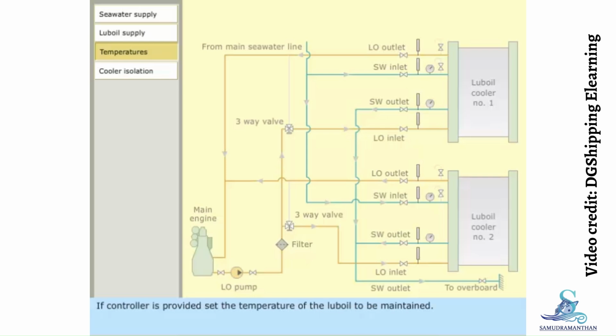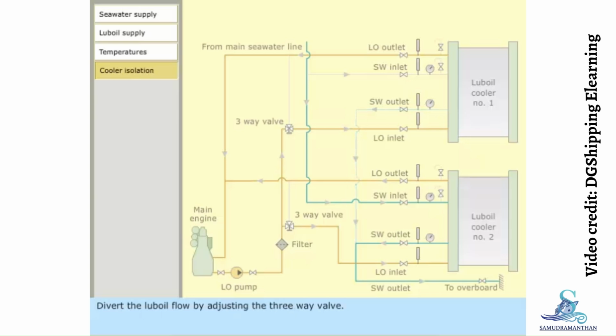If controller is provided, set the temperature of the lube oil to be maintained. The temperature can be maintained manually by adjusting the three-way valve of the cooler. Shut the seawater inlet valve of the number 1 cooler that has to be isolated. Shut the seawater outlet valve. Divert the lube oil flow by adjusting the three-way valve.